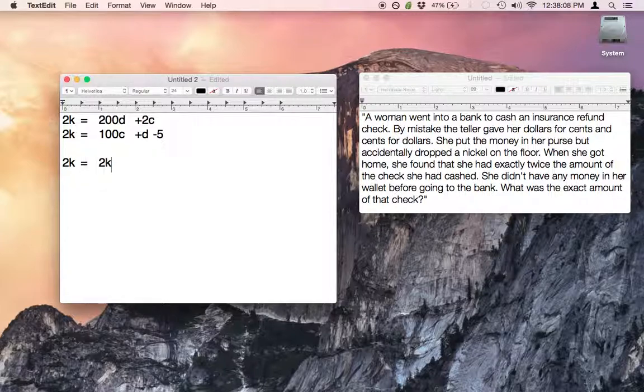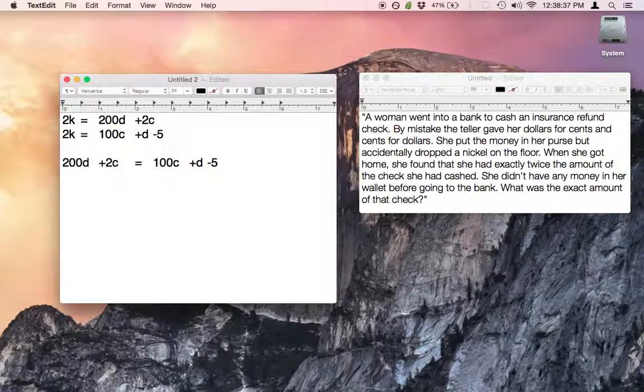But of course the first equation tells us that 2k is actually equal to 200d plus 2c. So we can replace that right here. And the second equation tells us that 2k is equal to 100c plus d minus 5. So we'll put that right here instead of 2k. Now we have just one equation, and we've eliminated the variable k.